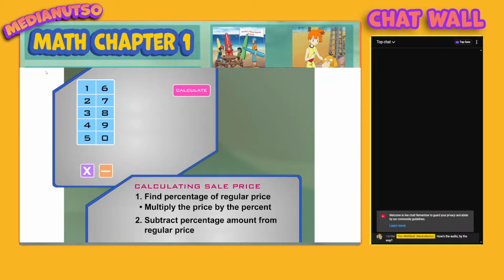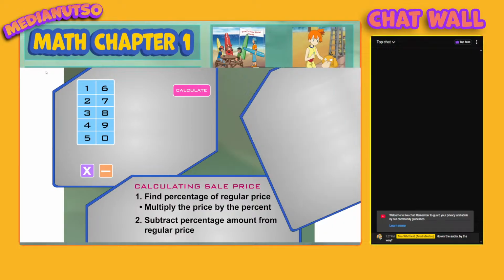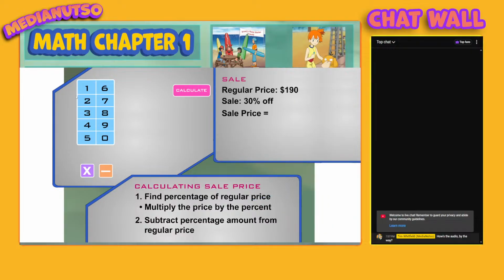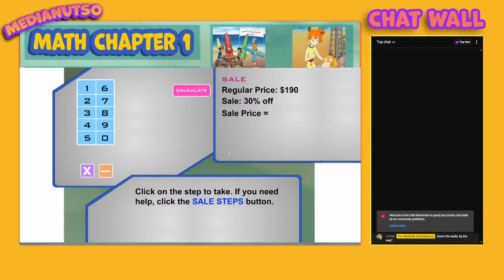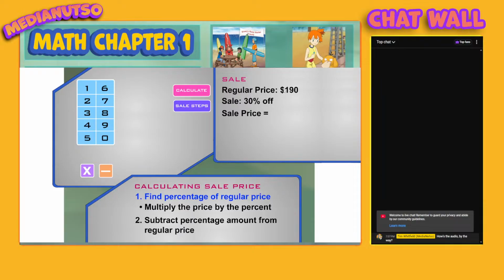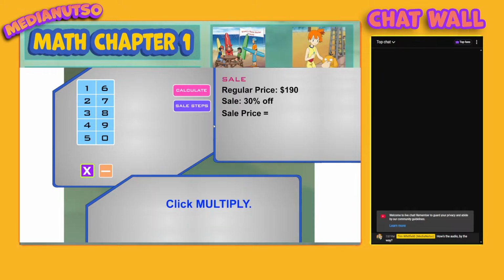Now you're getting it. How about trying out a practice problem? I'll give you another example. This time, we'll make the regular price $190 and the sale 30% off. So, what's the first thing we have to do? Click on the step to take. If you need help, click the Sale Steps button. According to step 1, we have to start by finding 30% of 190. So we have to multiply. Click Multiply.